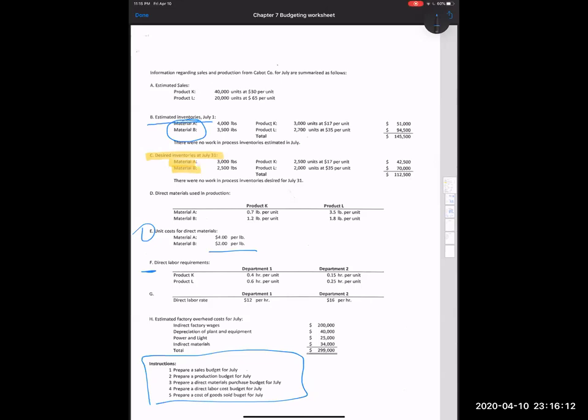So product K will spend 0.4 hours per unit in department one and 0.15 hours per unit in department number two. So let's see how we can translate that. So here are our departments, department number one and department number two. And it said that in the product K, we'll spend, I believe it was 0.4 hours in department number one, and then department number two will spend 0.15 hours, right?